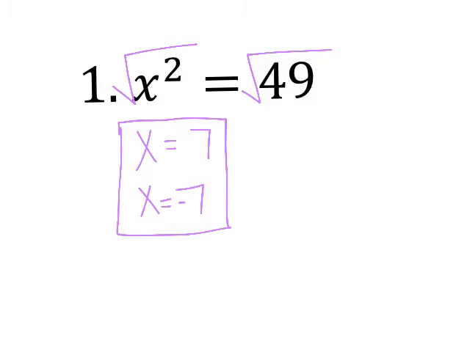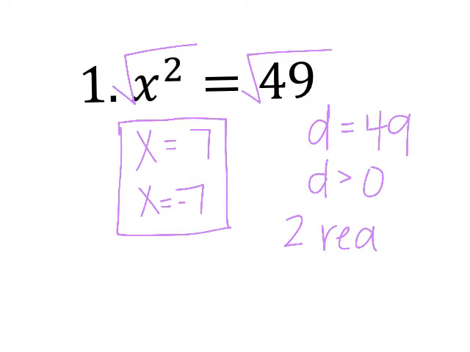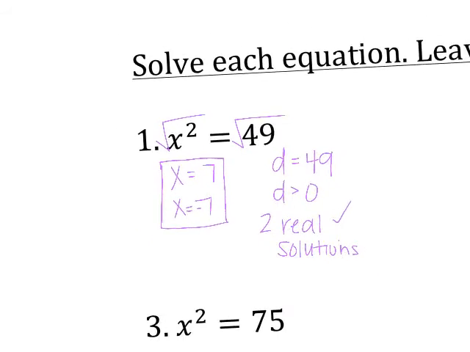Remember, we can check how many solutions we're going to get by seeing what our d value is. In this problem d is equal to 49, and we know that if d is greater than 0, we're going to get two real solutions. So we got 7 and negative 7, which are two real solutions, so we got the correct number of solutions there. Okay, let's try another one.